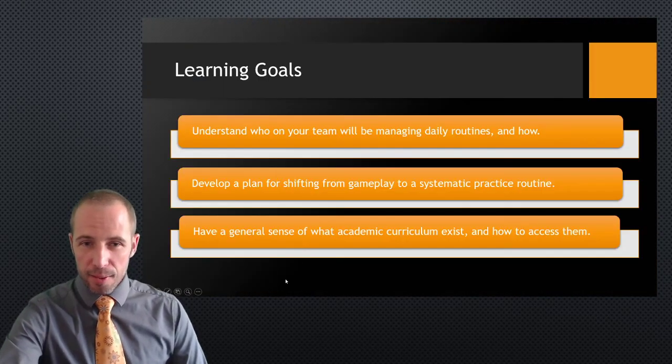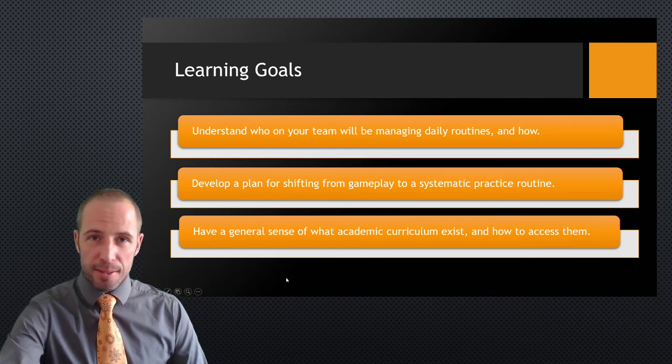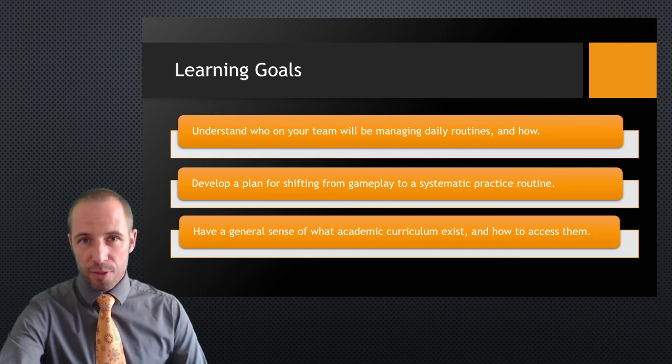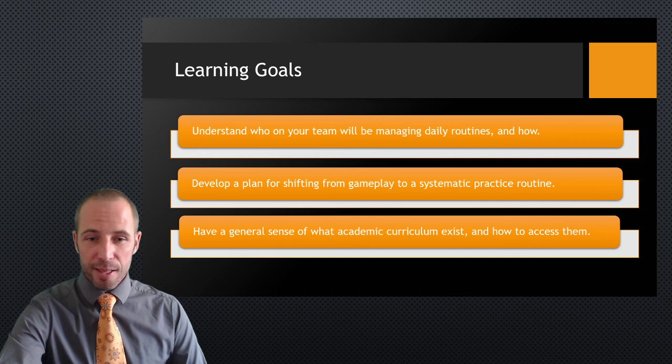All right, and today we're going to cover basically how to set up a routine, what kind of elements you want in there, ideally also versus in reality, how to get kids to practice more systematically and purposefully, and kind of shift that around whatever academic options you're looking at too. And then last up, have a general sense of what those academic options are, to make sure you know what's out there, what's available.